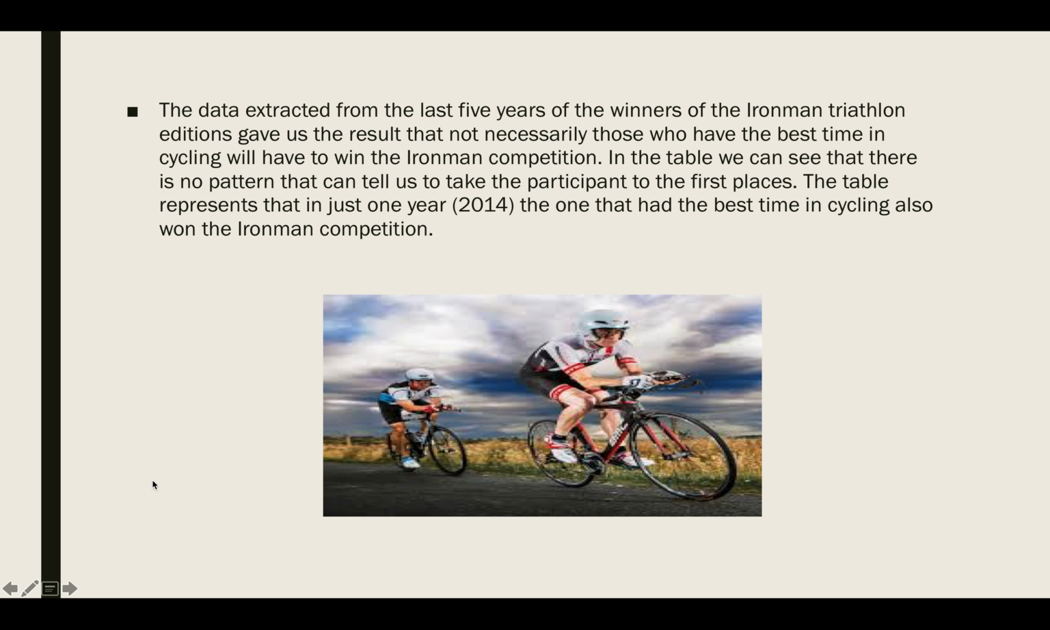The data extracted from the last 5 years of the winners of the Ironman Triathlon edition gave us the result that not necessarily those who have the best time in cycling will have to win the Ironman competition. In the table, we can see that there is no pattern that can tell us to take the participant to the first places. The table represents that in just 1 year, 2014, the one that had the best time in cycling also won the Ironman competition.